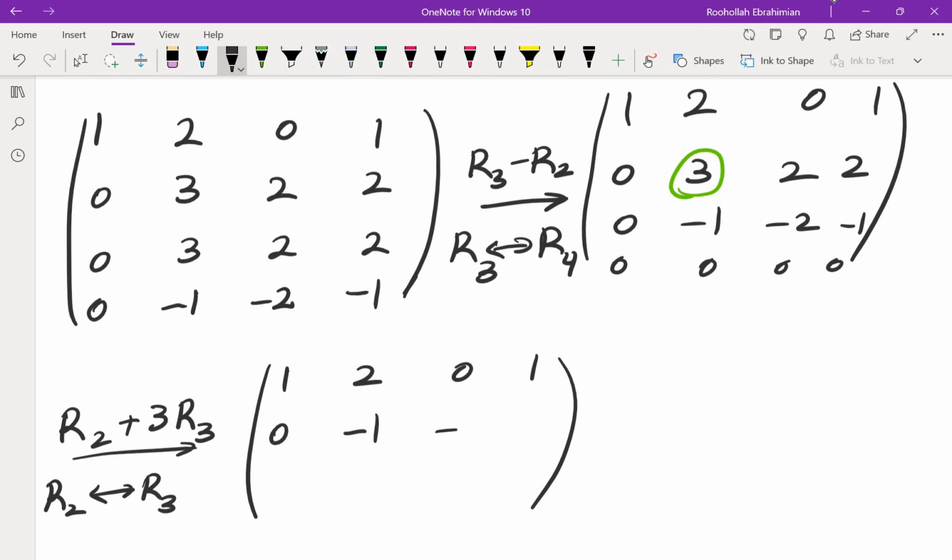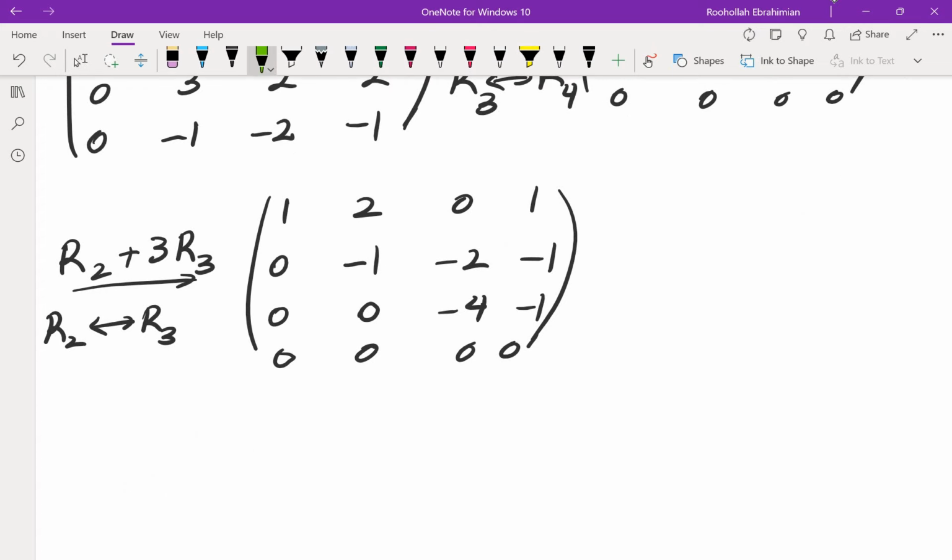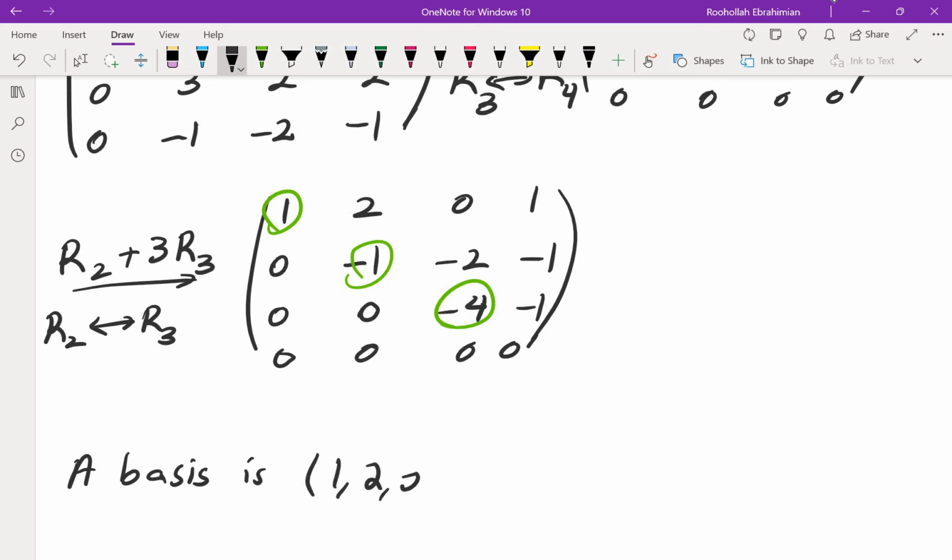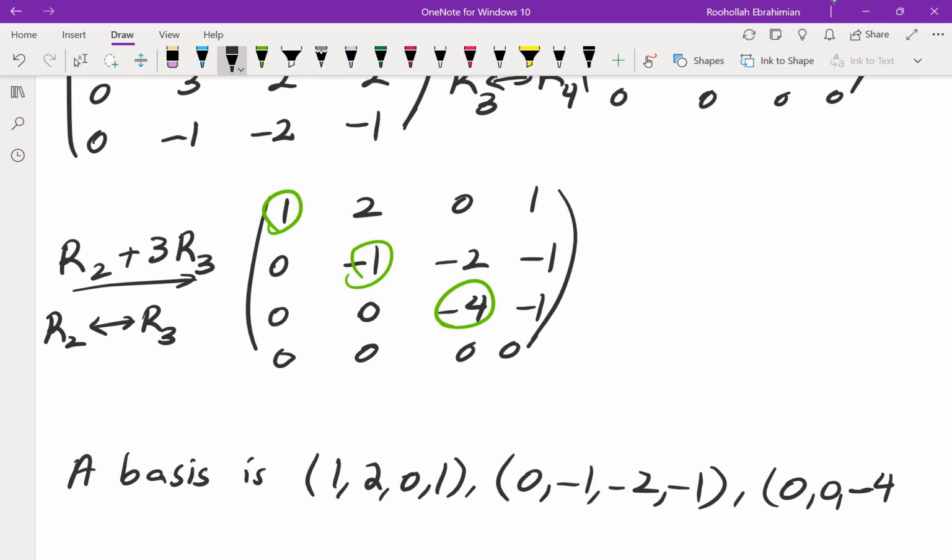So 0, negative 1, negative 2, negative 1, 0, 0. So I'm multiplying this by 3. I add it to that. So that's negative 4. And that is negative 1. And then I have 0, 0, 0, 0. Okay. So as we see, there are three rows. There are three pivot entries here. Three rows. So, a basis is 1, 2, 0, 1, 0, negative 1, negative 2, negative 1, and 0, 0, negative 4, negative 1.